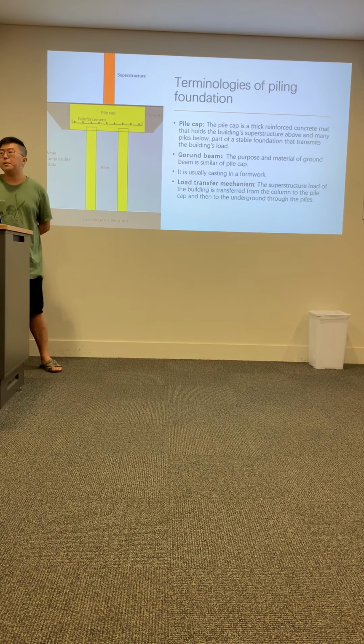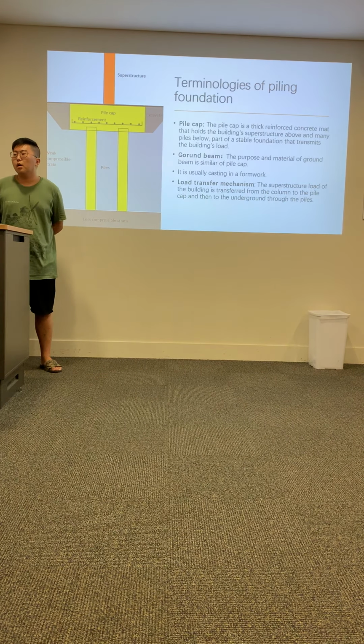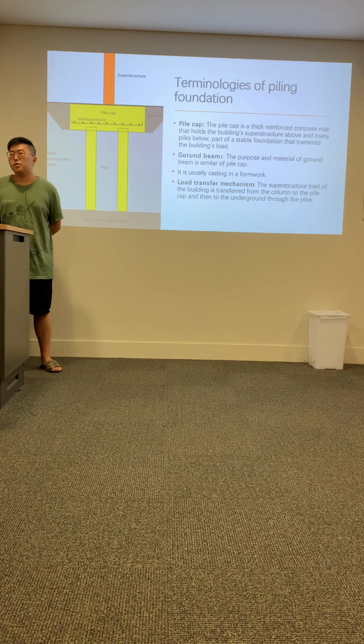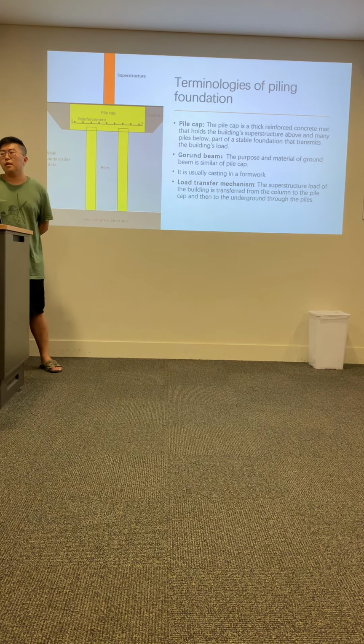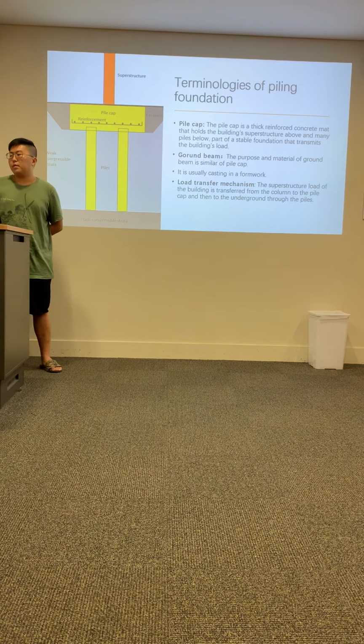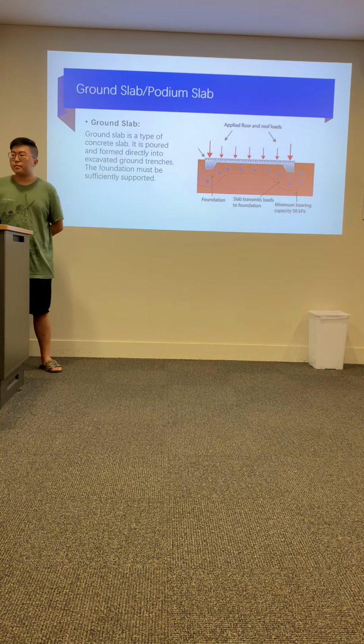Pile cap. A pile cap is a thick reinforced concrete mat that holds the building's superstructure above the many piles below, part of the stable foundation that transmits the building's loads. Ground beam. The purpose and material of the ground beam is similar to the pile cap. It is usually cast in a formwork. Load transfer mechanism. The superstructure load of the building is transferred from the column to the pile cap and then to the underground through the piles.